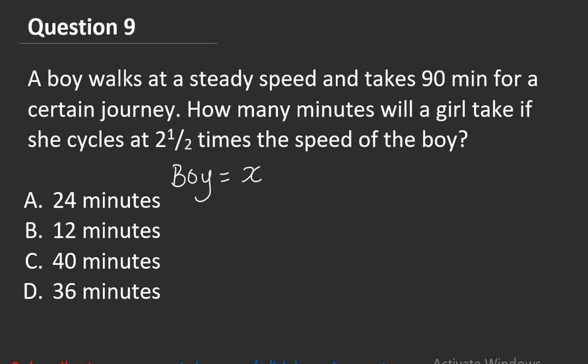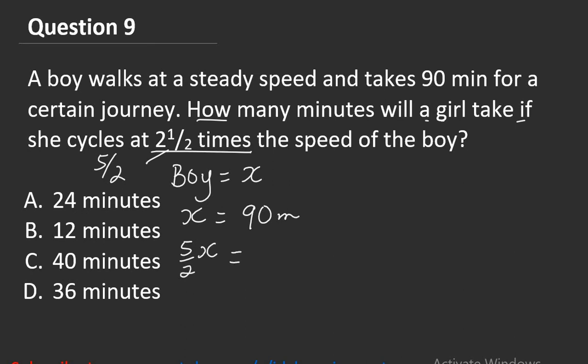So for x speed, the boy completed a journey in 90 minutes. The question says, the second sentence, how many minutes will a girl take if she cycles at 2.5 times the speed of the boy? Change this to an improper fraction. 2 times 2, 4 plus 1, that's 5/2. So the speed of the girl is 5/2 the speed of the boy, 5/2x.